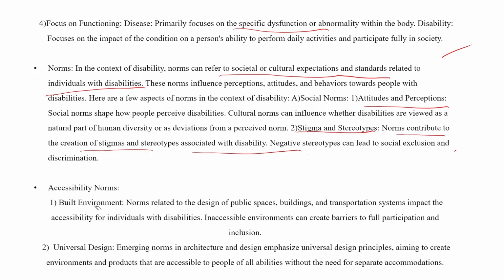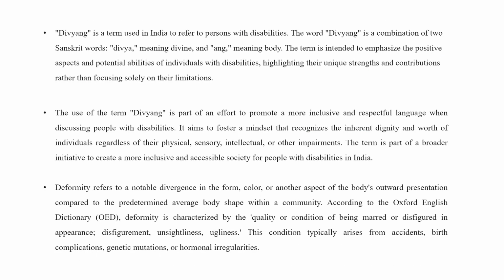Built environment. Norms related to the design of public spaces, buildings and transportation systems impact accessibility for individuals with disabilities. Inaccessible environments can create barriers to full participation and inclusion. Emerging norms in architecture and design emphasize universal design principles, aiming to create environments and products that are accessible to people of all abilities without the need for separate accommodations.